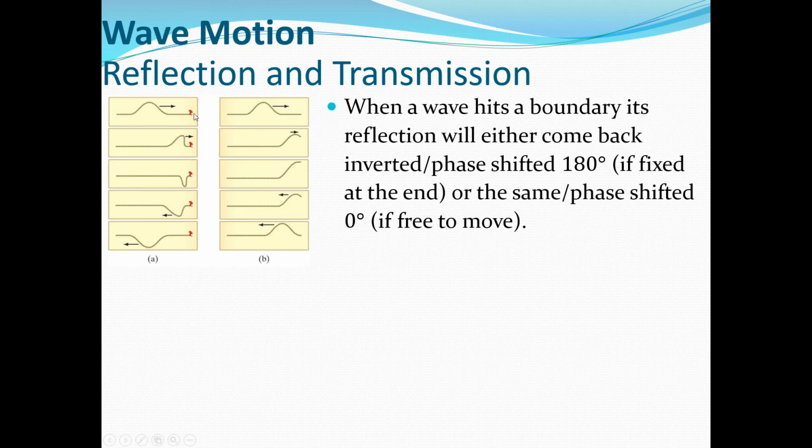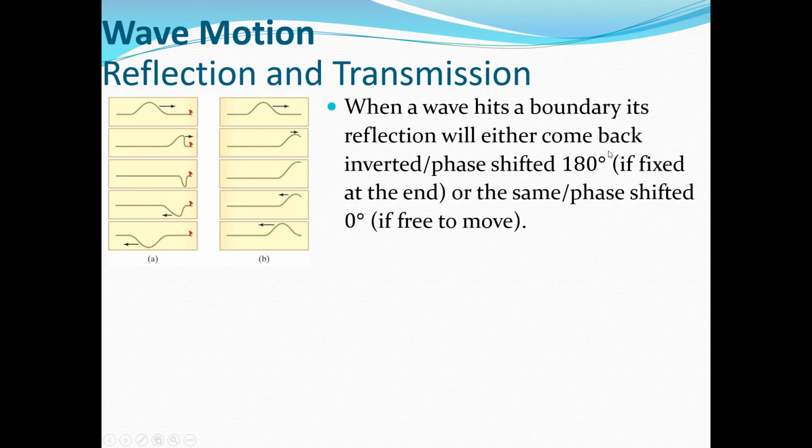Now, if it hits a boundary, part of it is going to reflect. If the boundary is fixed, for example, waves on a string where the very end of the string is tied to something so it can't move, when the wave comes in and reflects out, it's going to be reflected inverted. We call this being phase shifted 180 degrees.